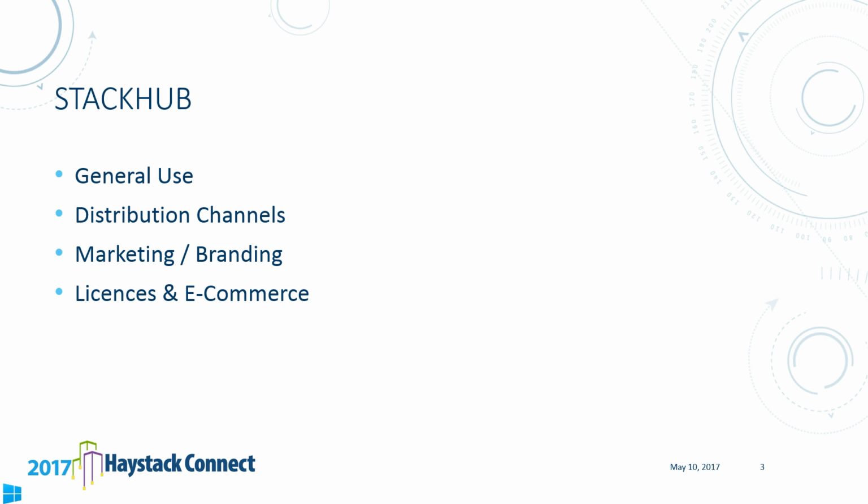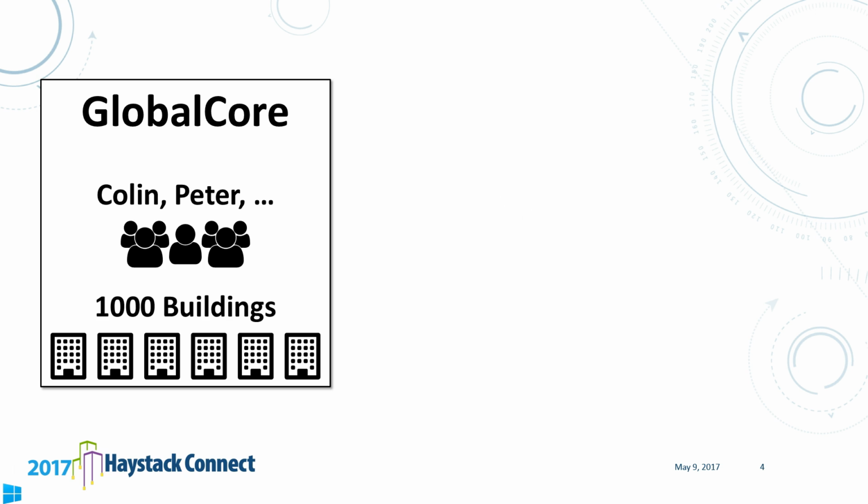For this, we're going to be going through some example scenarios using some fictional companies, and one of which I hope you'll be able to relate to. So let me introduce Global Core. As the name suggests, Global Core are a very large organisation, and they are into building analytics. As such, they've got about 1,000 buildings and a number of employees, but Colin and Peter are the guys we'll be talking about today. And then on the other end of the scale, there is Tim of TimTech.